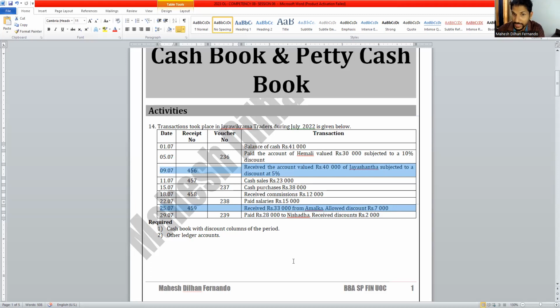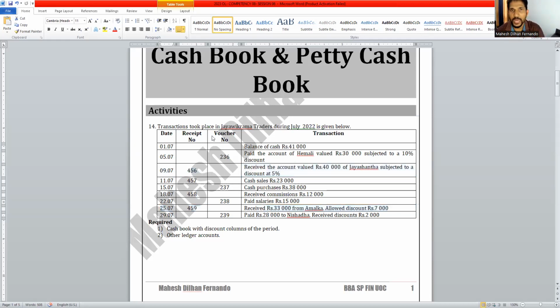So that is a cash collection. It is not the value of Amalka's personal account. The cash collection is 33, allowed discount is 7. So try to understand the cash collections or payments can be provided in two different ways. Sometimes the question can give you the value of the cash collection. Sometimes it can provide the value of the account collected. Is that clear to you?